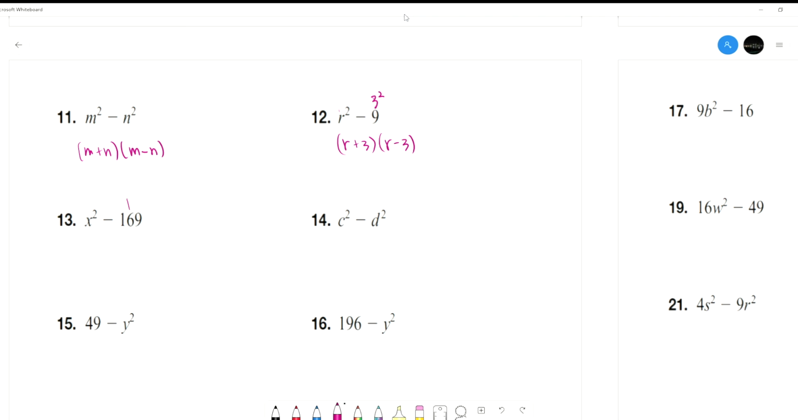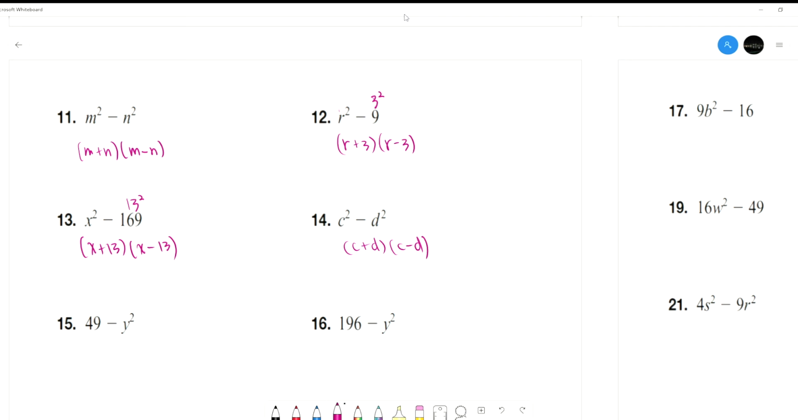So that's how I know this is 13 squared, right? So x squared minus 13 squared. That's our difference of squares. So this should be (x plus 13)(x minus 13). Okay, so that one's not too bad. Number 14, another easy problem here, right? This is (c plus d) times (c minus d), right? Easy one there. Oh, forgot the parentheses, right?